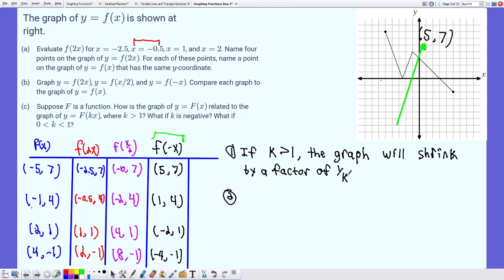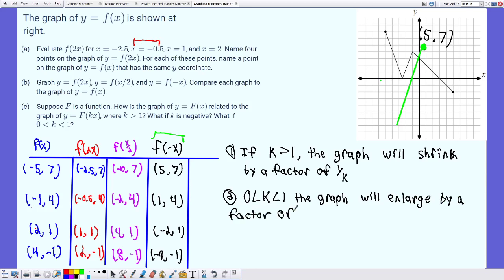Now, what happens if k is between 0 and 1? So if k is between 0 and 1, the graph will enlarge by a factor of k.